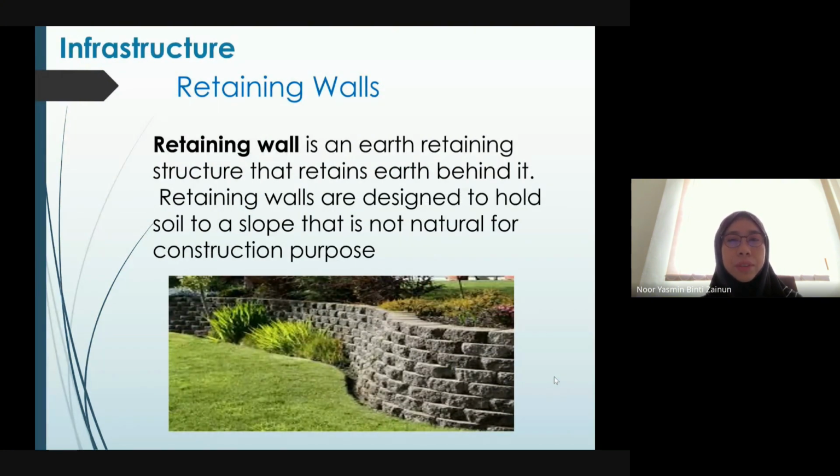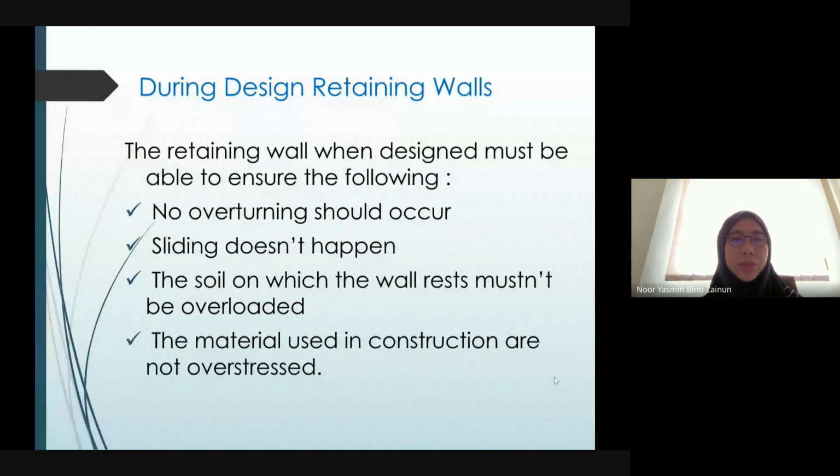Okay, a retaining wall is an earth retaining structure that retains earth behind it, and retaining walls are designed to hold soil to a slope that is not natural, for construction purposes. And during the design of retaining walls, there are design requirements that need to be followed. There are 4 things: no overturning should occur, sliding doesn't happen, the soil on which the wall rests mustn't be overloaded, and the materials used in construction are not overstressed.